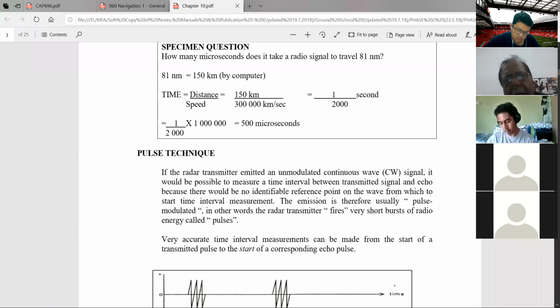Has the class understood this? Yes, sir. Anybody in doubt in this? I can explain this again. Very important, because these are the numericals which you're likely to get in the exam also. So you have to be clear in your heads as far as this aspect is concerned.